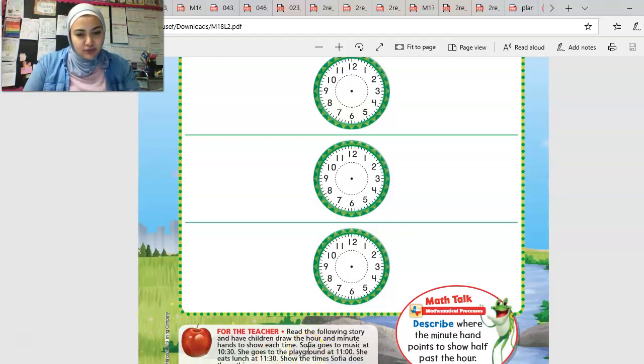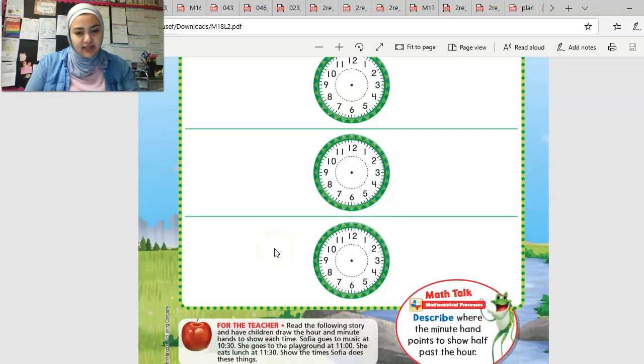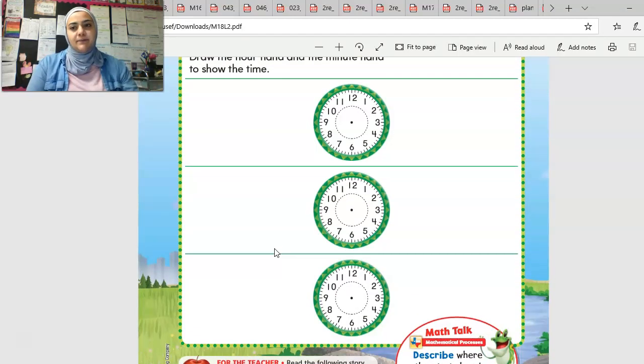Sophia goes to music at 10:30. She goes to the playground at 11. She eats lunch at 11:30. Show the time Sophia does these things. So the first thing she does is go to music class at 10:30.